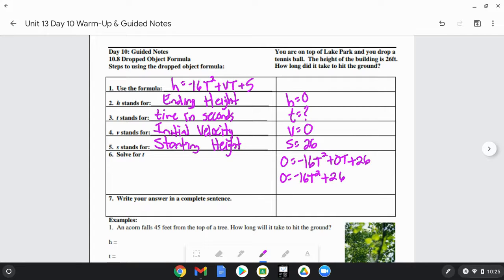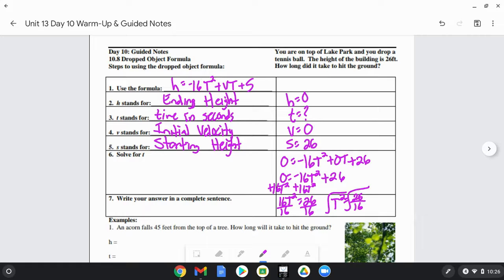Now for all of these dropped object formulas, we can solve by square roots. That's what we learned last week, where you move the t squared to the other side. If we move the t squared over to the left side, we get 16t squared is equal to 26. We can divide by 16, and now we get the t squared by itself. We learned that in order to get t by itself, we have to do something to both sides because that t has a squared attached to it. And the thing that we do to both sides is take the square root.